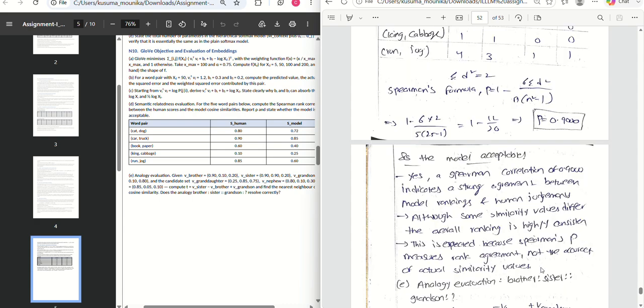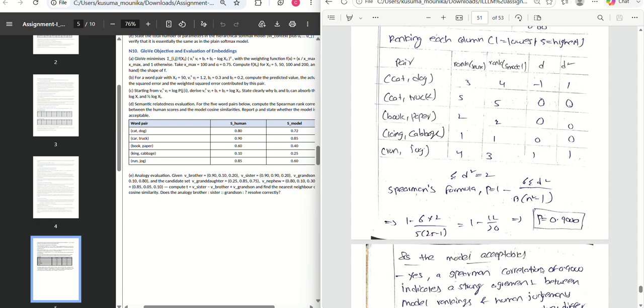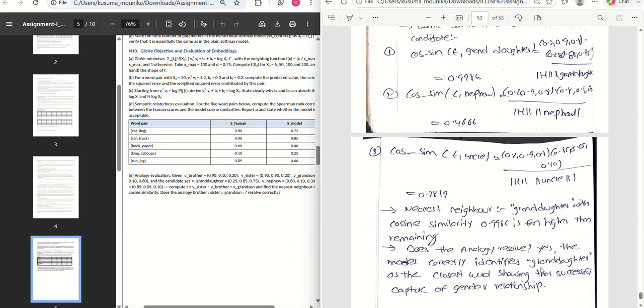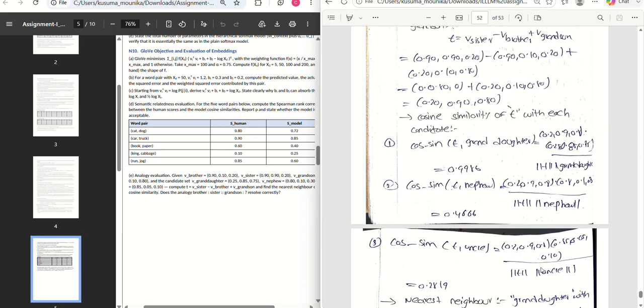Cosine similarity. In the cosine similarity, for granddaughter, nephew and uncle, we get granddaughter 0.9986, nephew 0.4646, and uncle 0.2819. The nearest neighbor is granddaughter because its value 0.9986 is the highest of the remaining. The model correctly identifies the granddaughter as the closest, showing the successful capture of gender relationships.